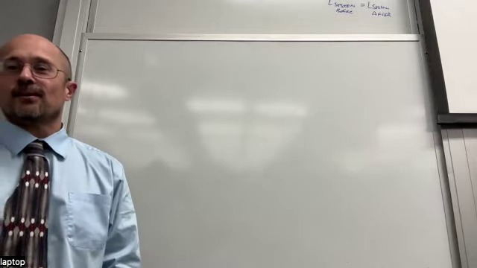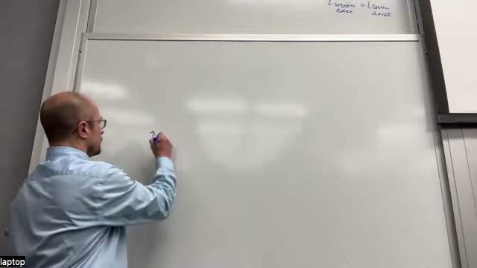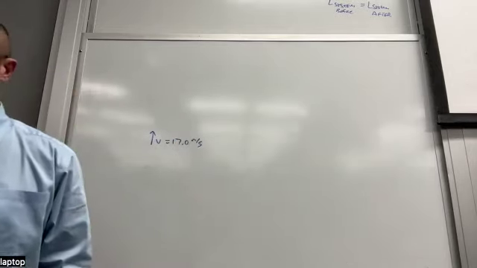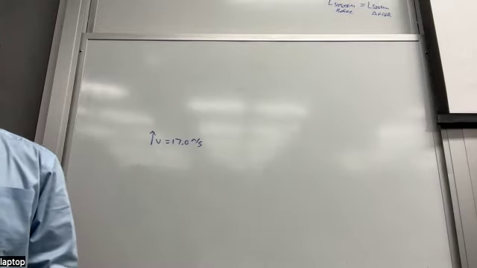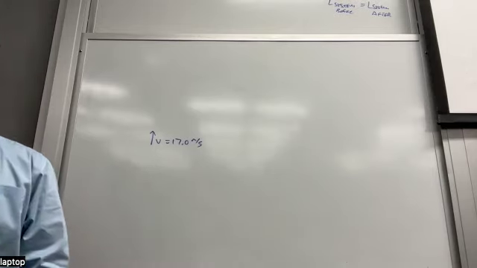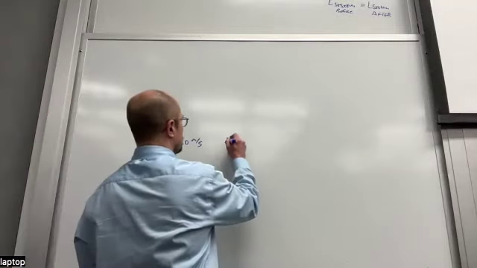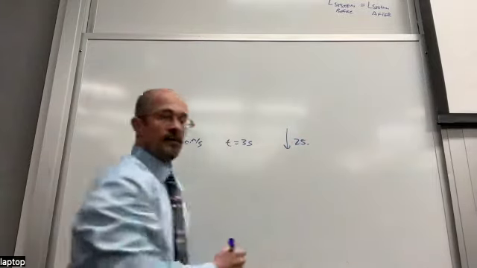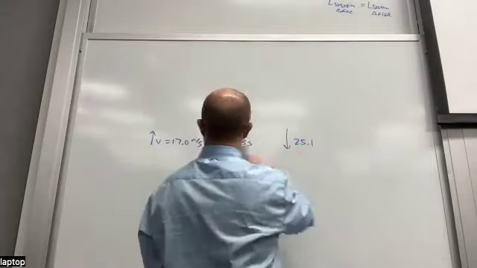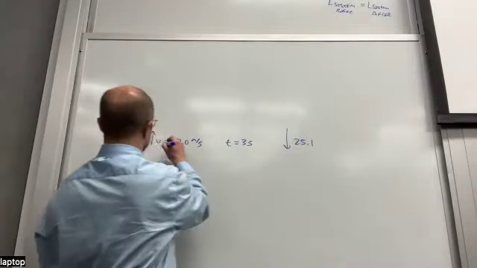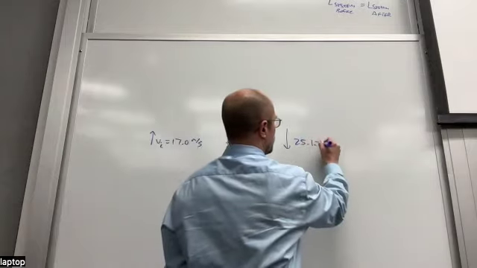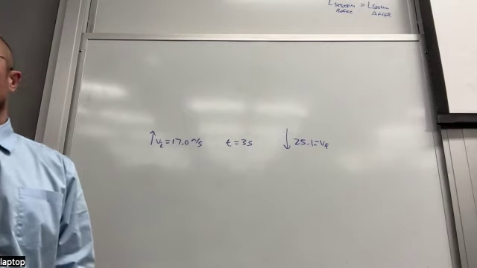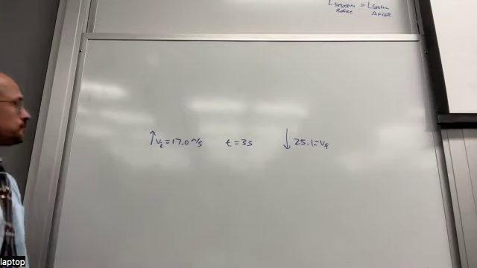Alright, so it says a car is traveling north at 17 meters per second. So there's some V, it's 17 meters per second, and that's north. After three seconds, its velocity is 25.1 meters per second in the opposite direction. So T equals 3 seconds have gone by, and now V is 25.1, in the opposite direction. We'll call this V initial, and this will be our V final. And they want to know the magnitude and direction of the car's average acceleration.